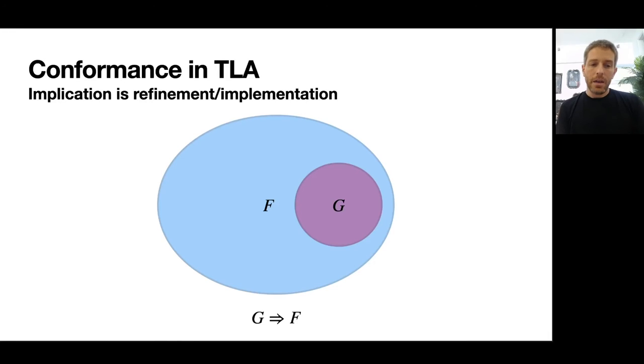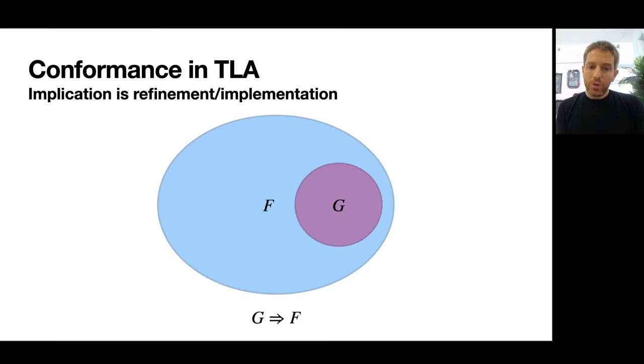In TLA, a specification G conforms with F, or implements F, or refines F, if the class of behaviors G allows is contained in those F allows. Formally, this happens when G implies F. This, by the way, is my favorite feature of TLA, that the abstraction refinement relation is expressed as ordinary implication.